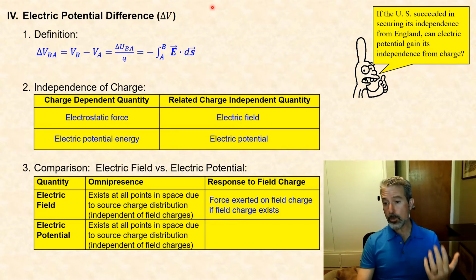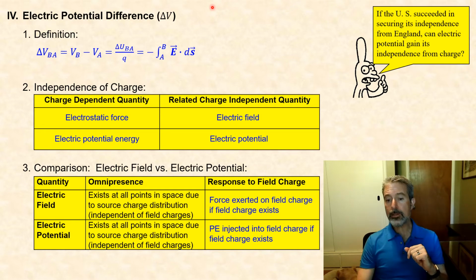But how do we interpret it if there does so happen to be a charge at that point in space? Well, then we would say that potential energy gets injected into that field charge, if the field charge happens to exist there. So the existence of a charge in the scalar field, we can think of as having potential energy injected into it by its existence.